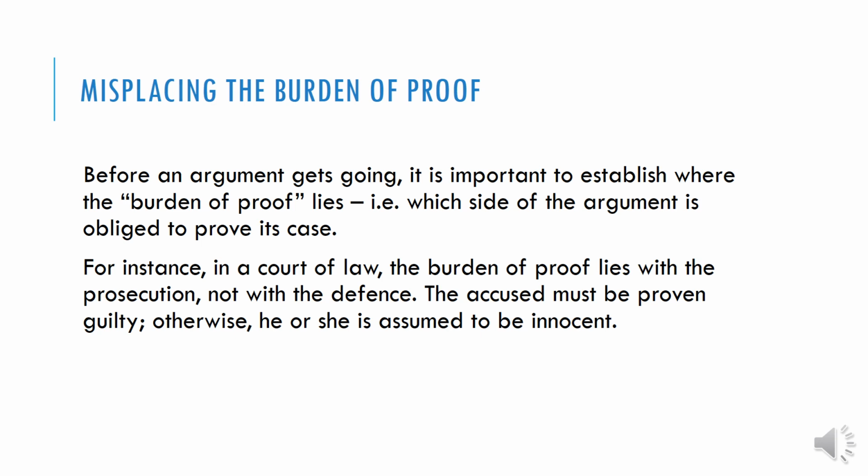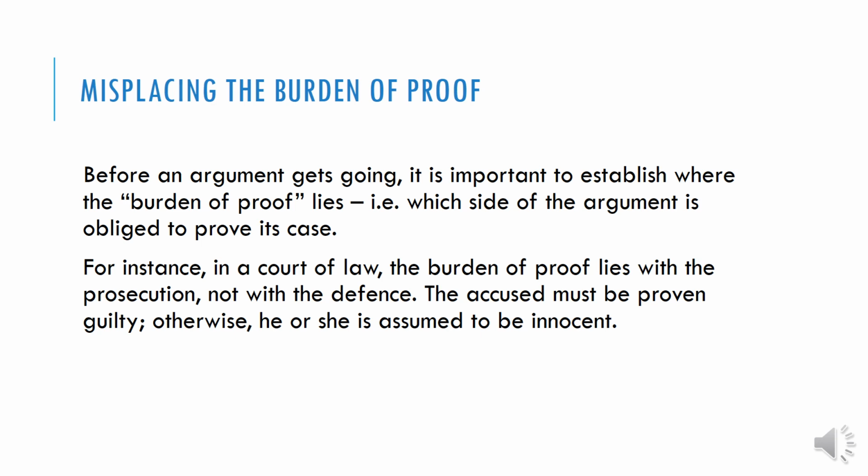The next fallacy is misplacing the burden of proof. Here, we're making the mistake of assuming that the work of the argument falls on one person's shoulders rather than the other. For instance, in a court of law, the burden of proof lies with the prosecution and not the defense. So it's not up to the defense to prove innocence, it's up to the prosecution to prove guilt. It wouldn't necessarily make sense if the defense had to prove innocence, because we don't really prove innocence.